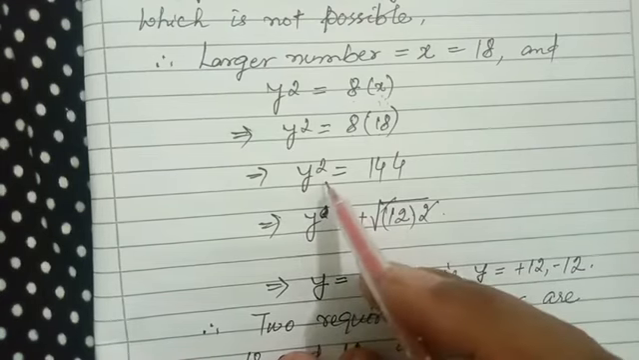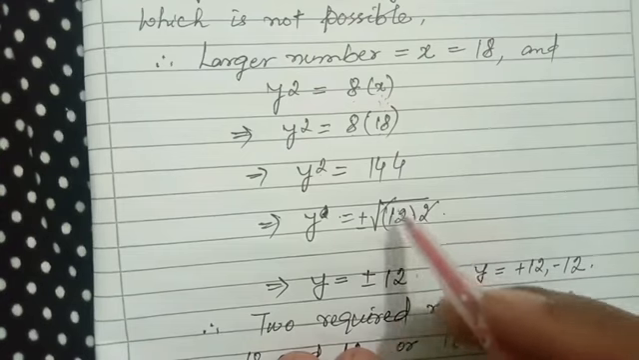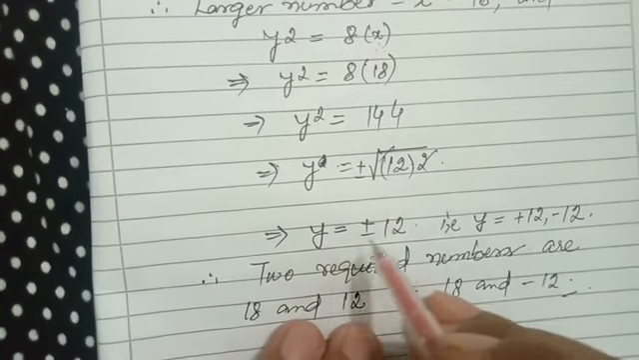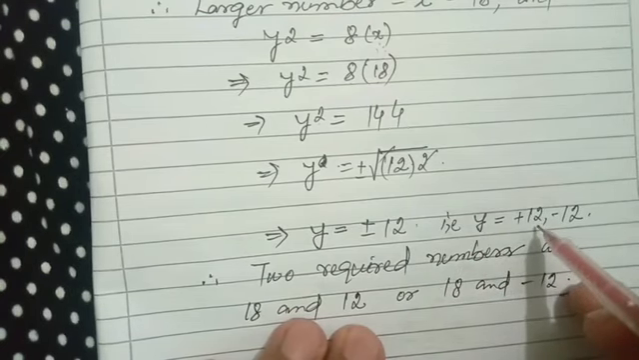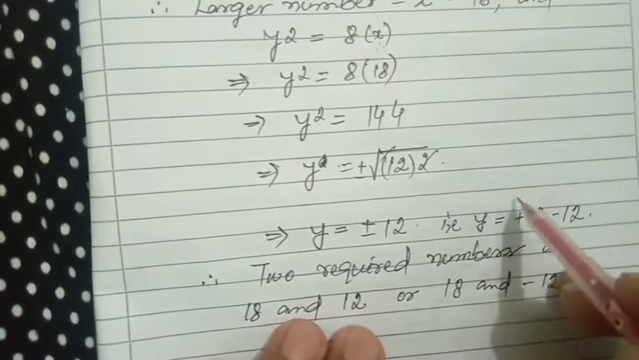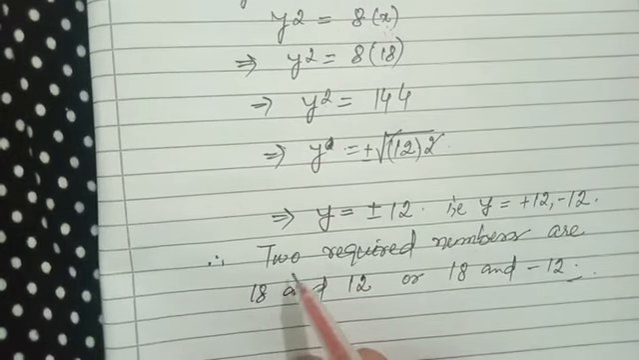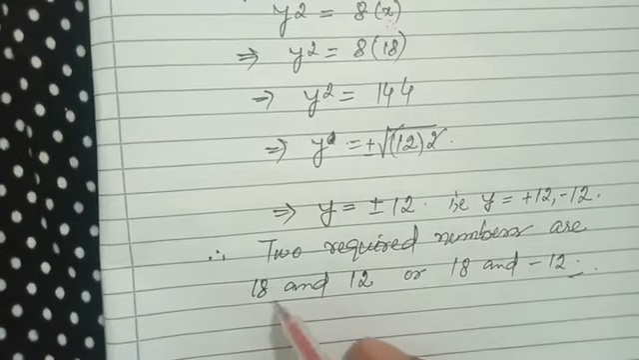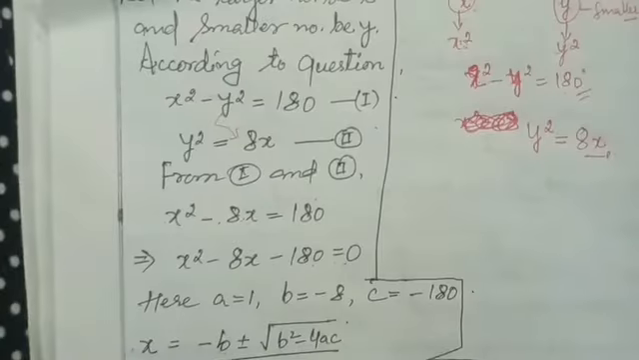So I will write y equal to, I will remove the power 2 and instead write plus minus root 12 square, root and square cancel, so I got y is equal to plus minus 12. That's y is equal to plus 12 and y is equal to minus 12. These are the two values that the smaller number can have. So therefore I can write the two required numbers are 18 and 12 or 18 and minus 12.